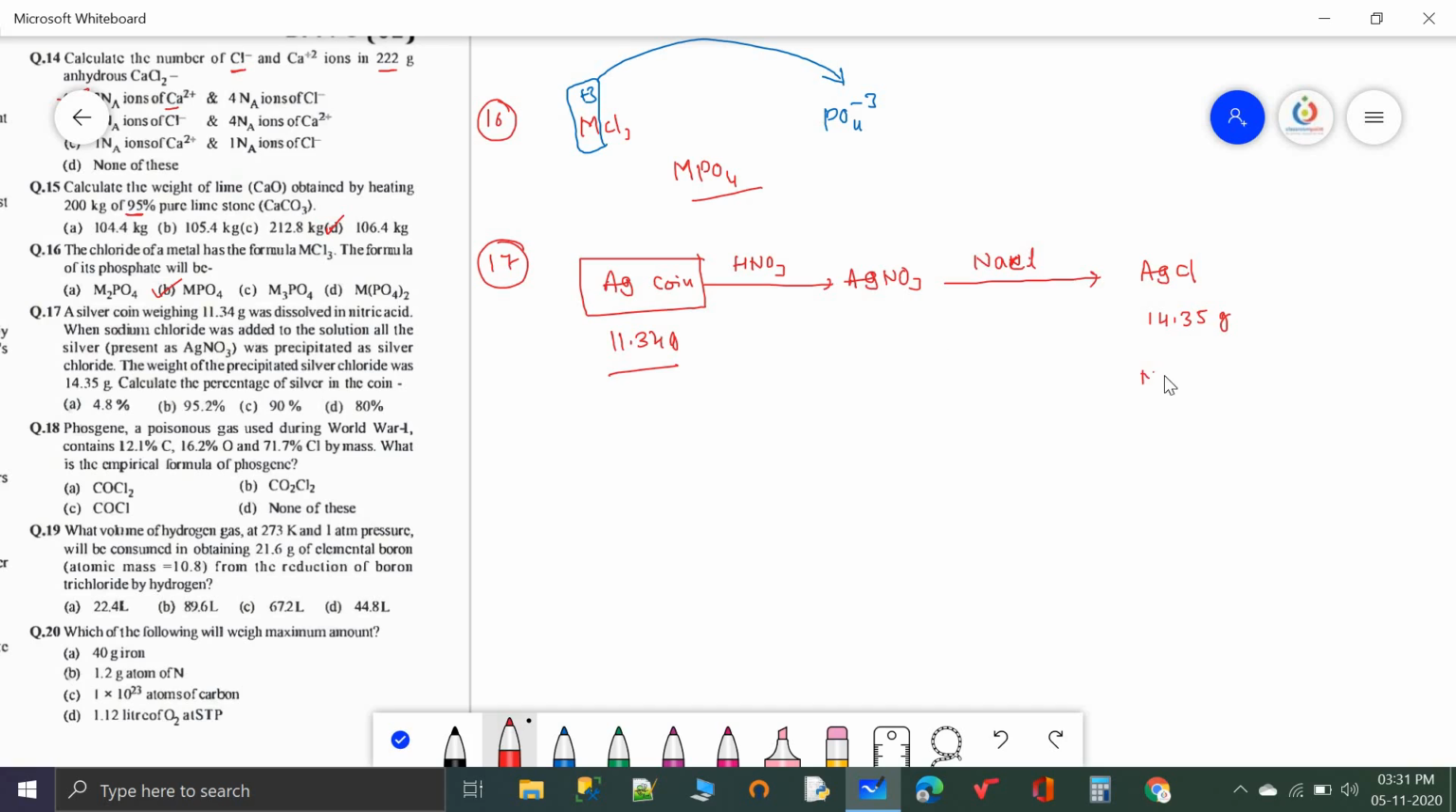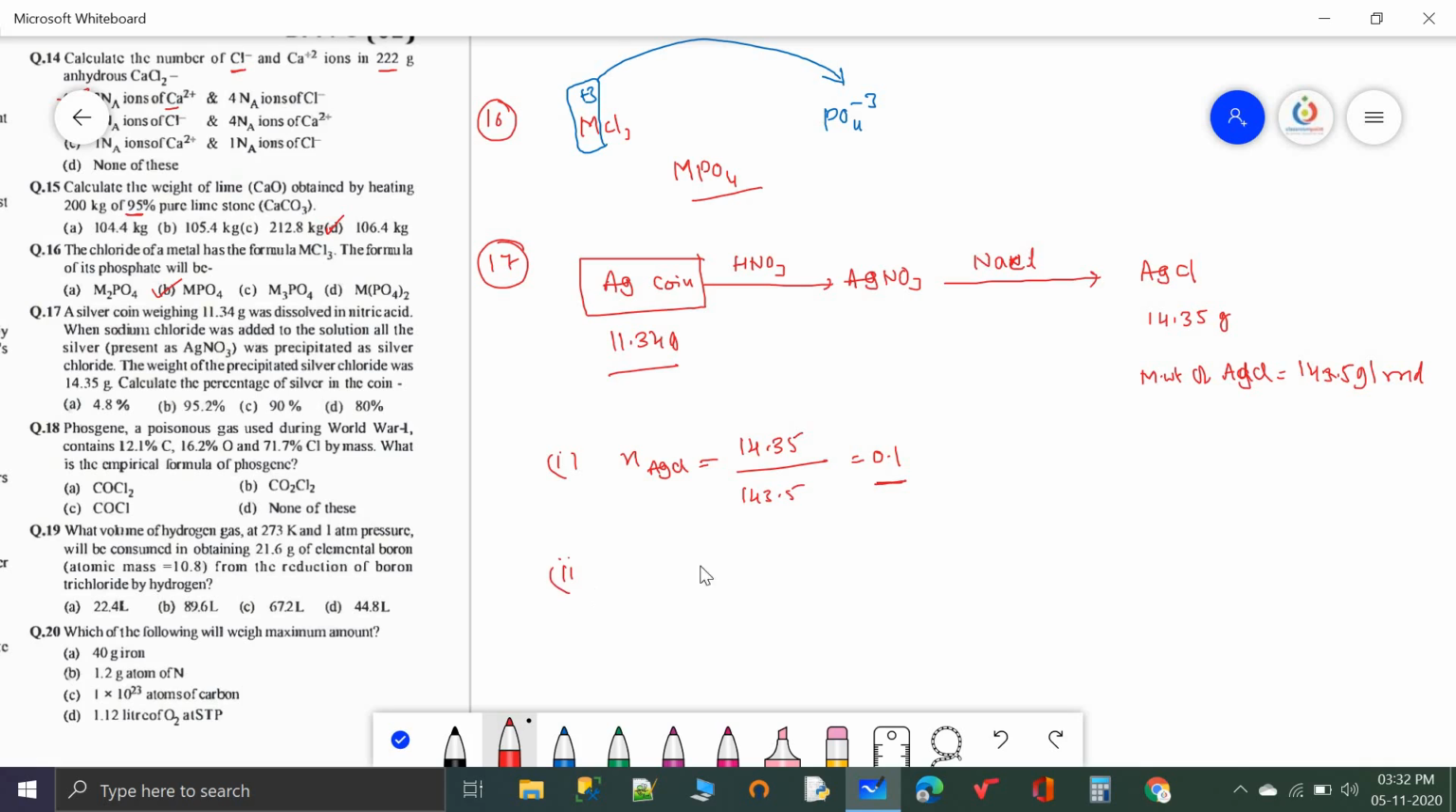And the molecular weight of silver chloride, AgCl, is 143.5 grams per mole. So let's try to find out the number of moles. Step 1: number of moles of AgCl is weight by molecular mass. So that is 14.35 divided by 143.5. It is equal to 0.1 mole. So whatever silver is present here, the same number of moles of silver is also present in this silver coin. So the number of moles of silver is just 0.1.